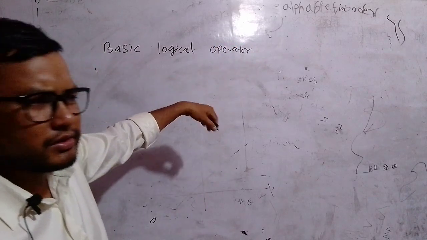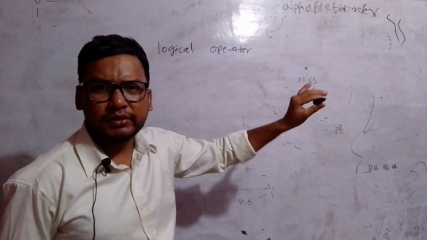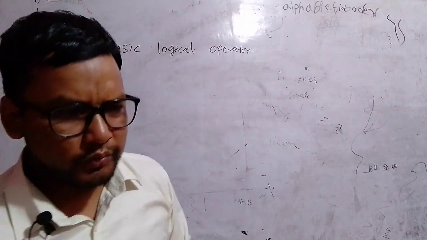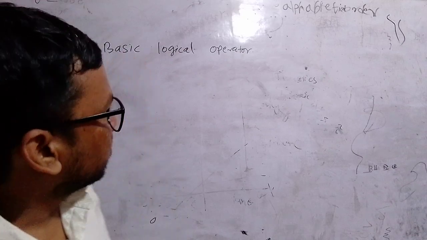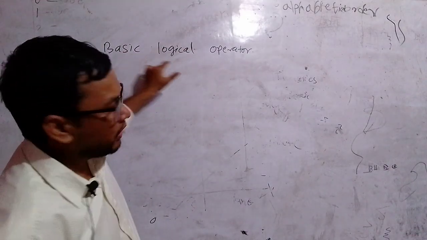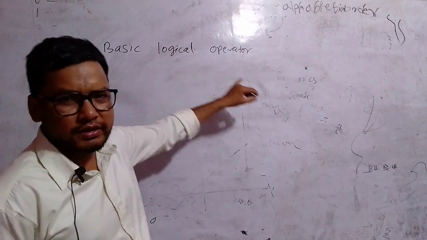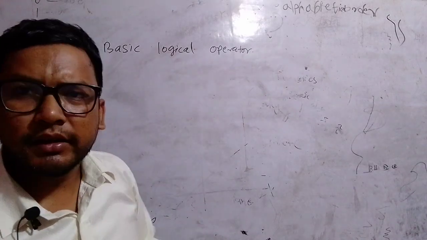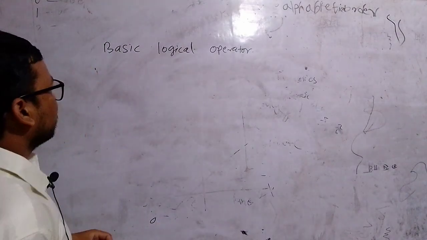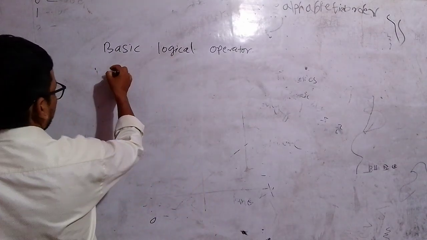Basic logical operator, or simply we can say a logical operator. Basic logical operators are those operators which are used to build a complex operator, that means basic logical operators can satisfy the requirement of all the operators. Okay, what are these basic logical operators?